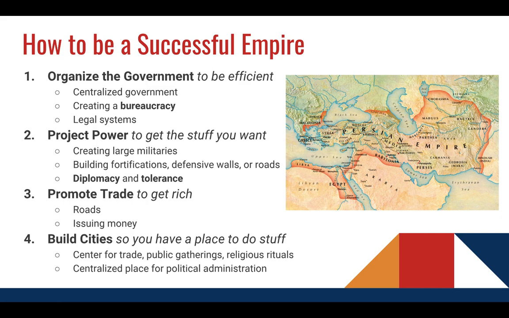And this allows the ruler to really keep an eye on what's going on in the government and hopefully to run more efficiently. Another thing that helps the government organize and become efficient is to develop legal systems throughout the empire to try to make laws a little bit more uniform, especially in a region that can be so diverse.